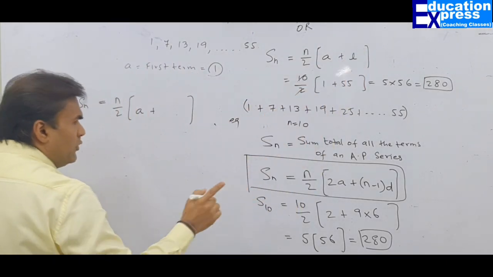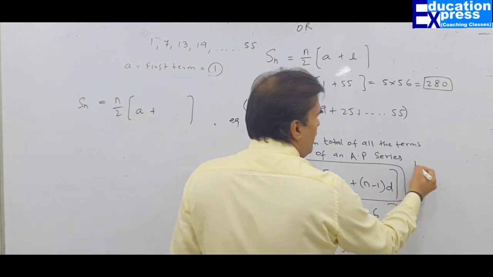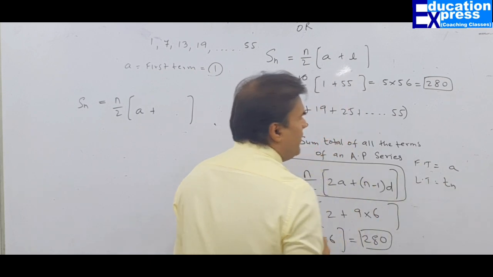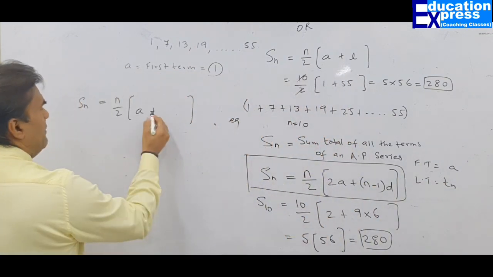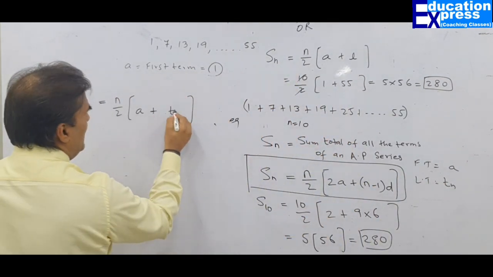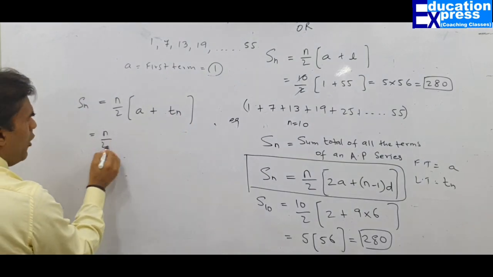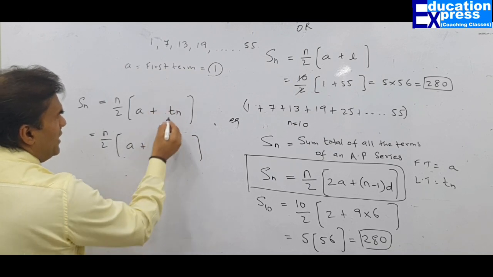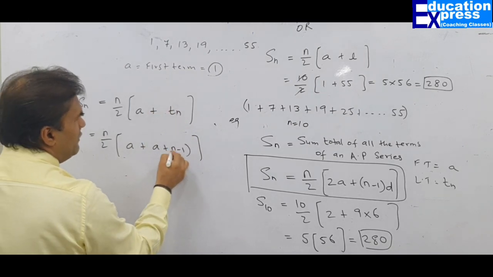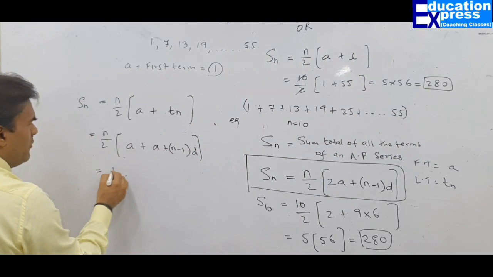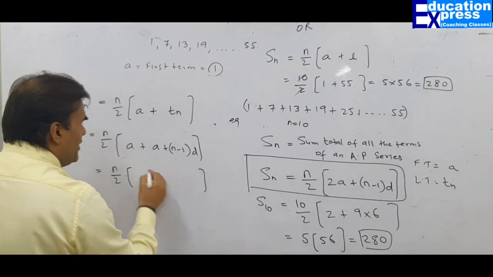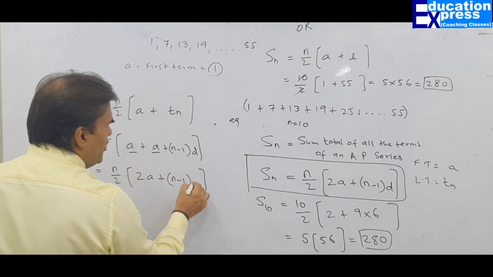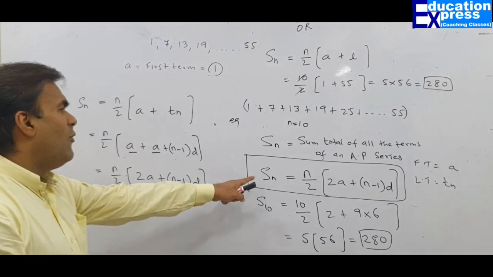I hope you know that for any given AP, the first term is A and the last term is Tn. Tn is the last term. So in place of the last term, I put Tn. Now going forward from here, what is the formula for Tn? Tn equals A plus (N minus 1) into D. Have a look, my dear friends. You will be surprised to see A plus A, 2A plus (N minus 1) into D. You will get the same formula.